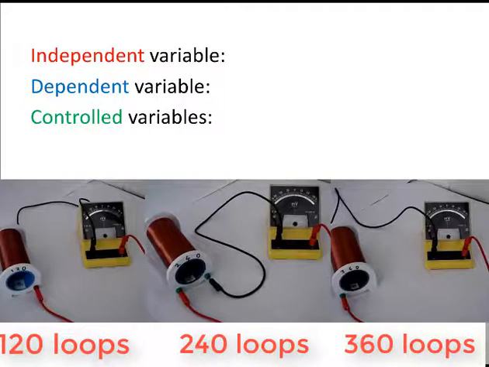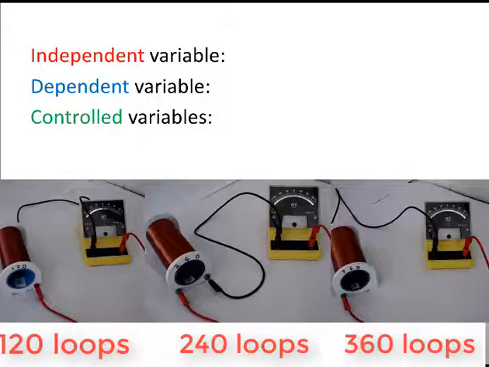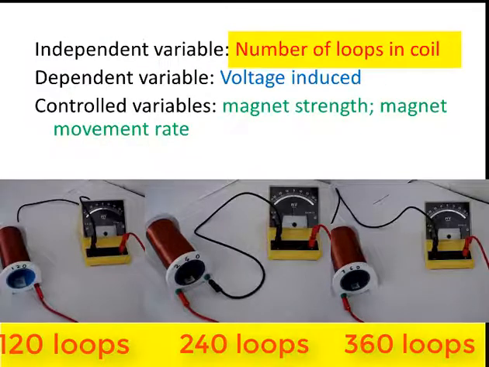Suggest a dependent variable, the variable the investigator was interested in measuring to see what effect the independent variable had on it, and which variables must be controlled. In other words, kept constant between the treatments so that the test is fair. The investigator made the 3 treatments differ in the number of loops in the coil. This is the independent variable.